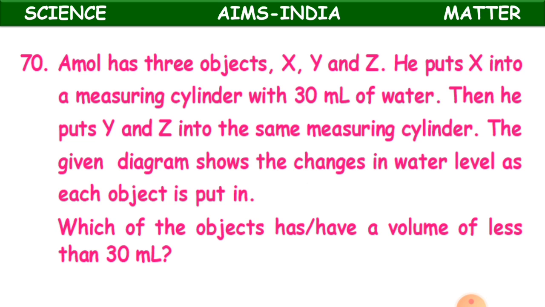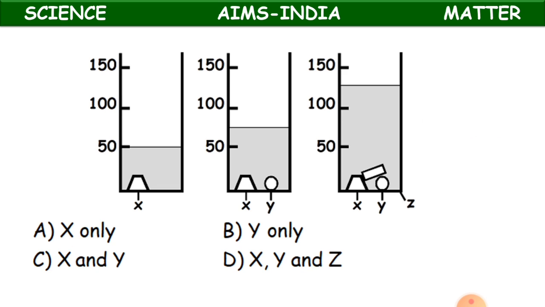70th question. Amol has 3 objects X, Y and Z. He puts X into a measuring cylinder with 30 ml of water. Then he puts Y and Z into the same measuring cylinder. The given diagram shows the changes in water level as each object is put in. Which of the objects has or have a volume of less than 30 ml? Less than 30 ml.